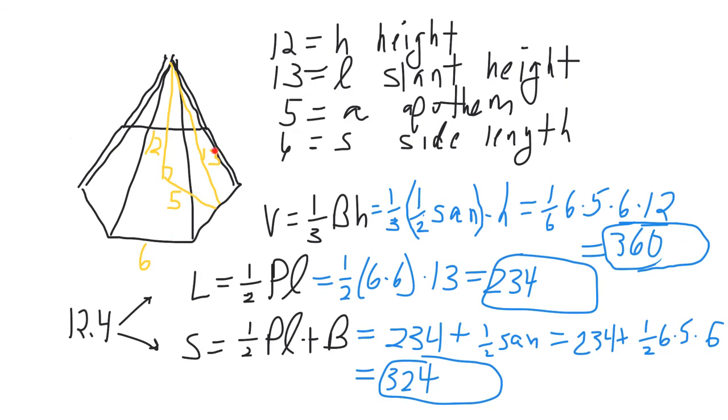Now if all these numbers had had the unit of inches on them, then the only thing would be that I would need to add my cubic and squared units for being in inches. H for the volume, L slant height for the areas.